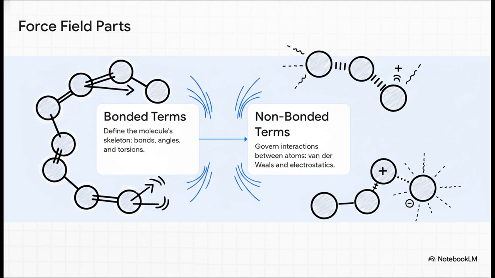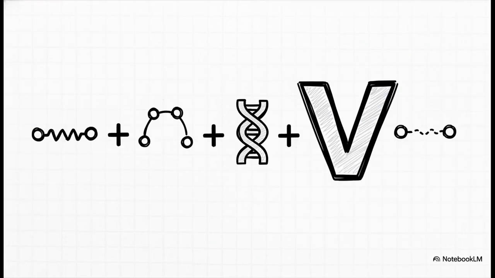Then, second, you have the non-bonded terms. These describe how atoms that aren't directly connected interact with each other, both within the same molecule and with all of its neighbors. This is where those classic forces you've heard of, like van der Waals and electrostatics, come into play. And this is how it all fits together.